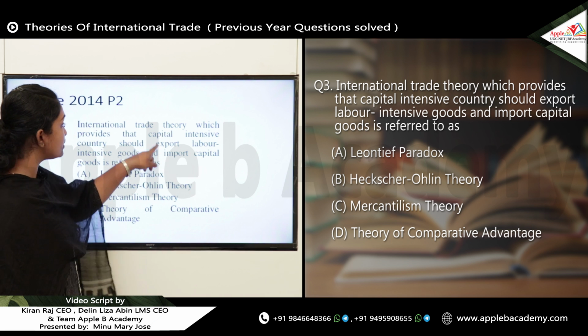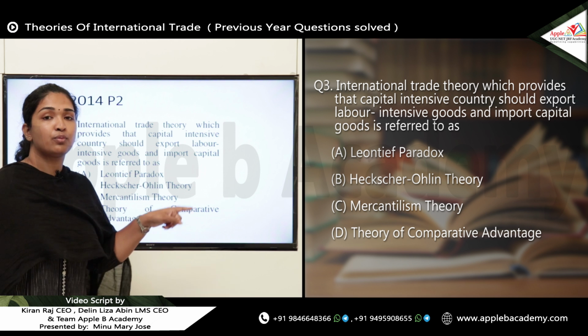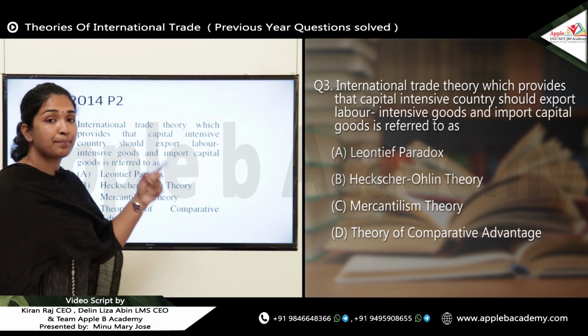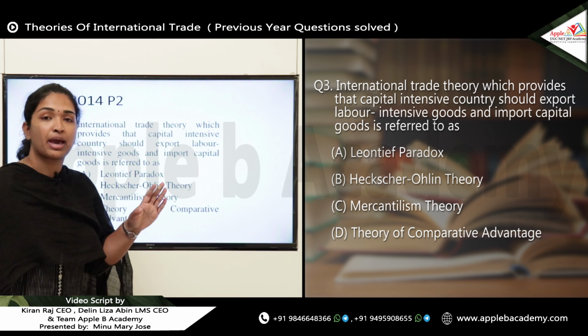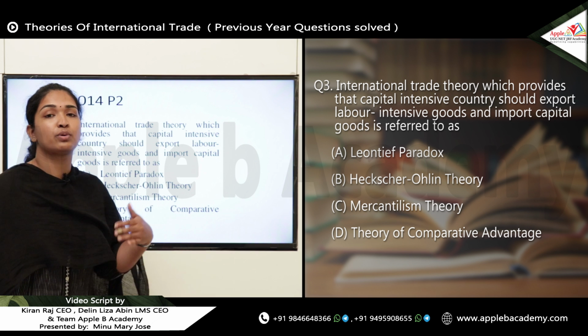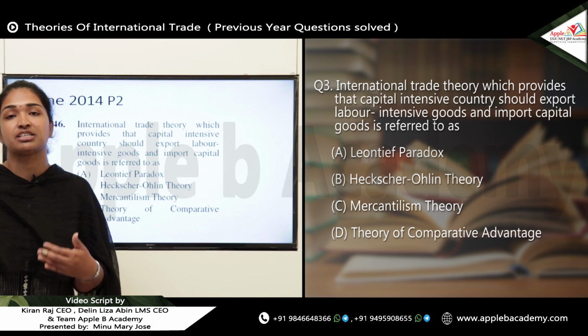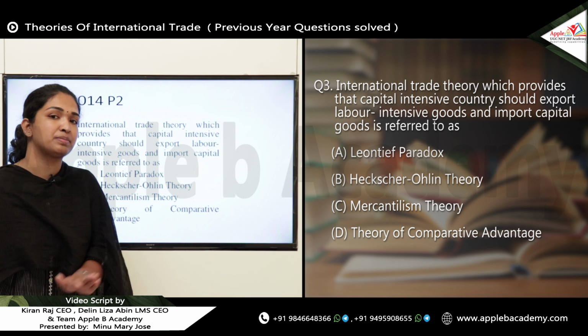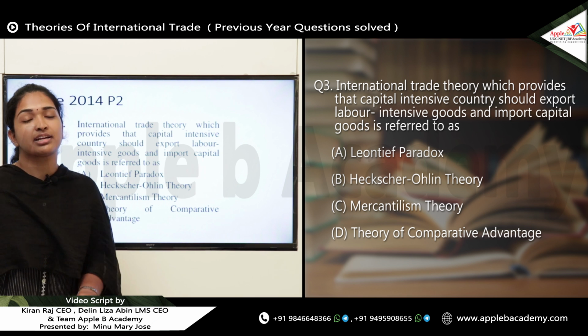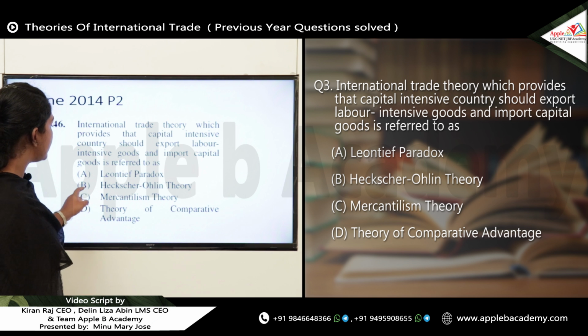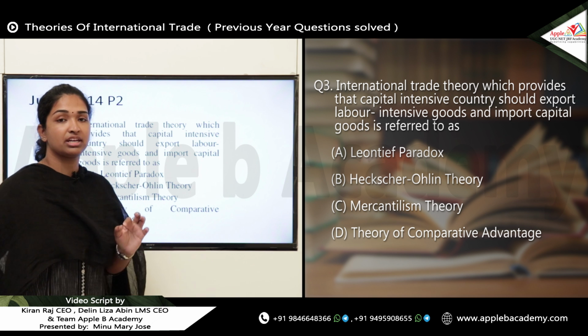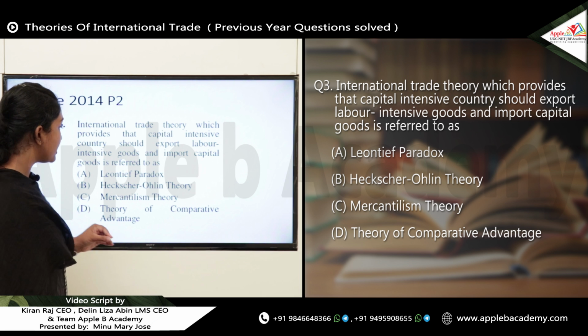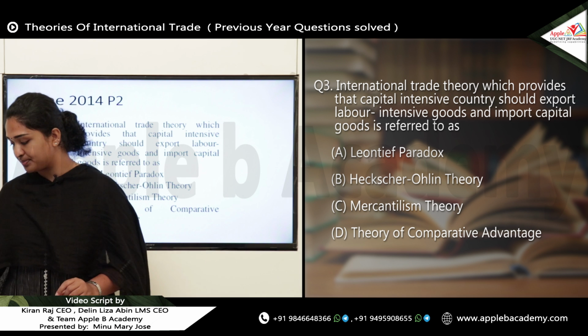That means this is a case of what he found was happening with the United States, which, even though it was capital endowed, was engaged in the specialization, production and export of more labor intensive goods than of capital intensive goods, in which it was greatly abundant. So the answer to this question would be the Leontief paradox, that is option A, Leontief paradox.